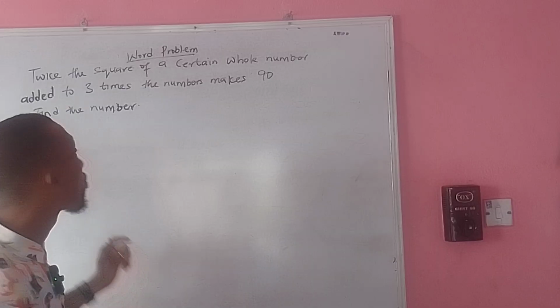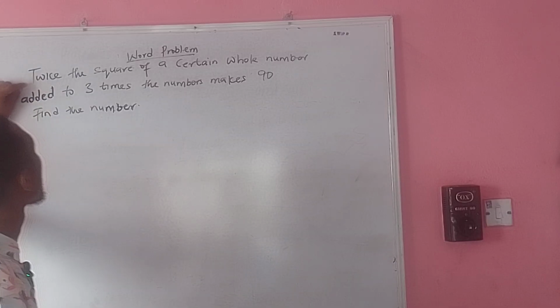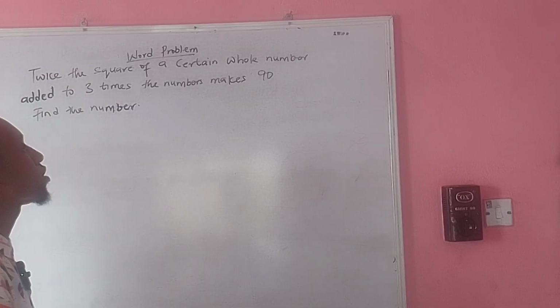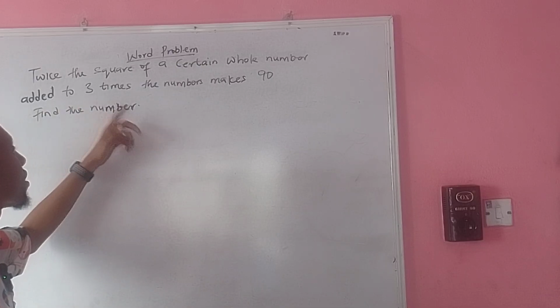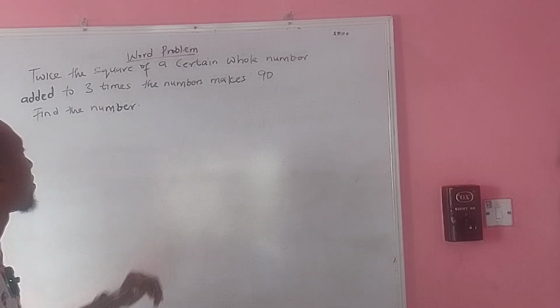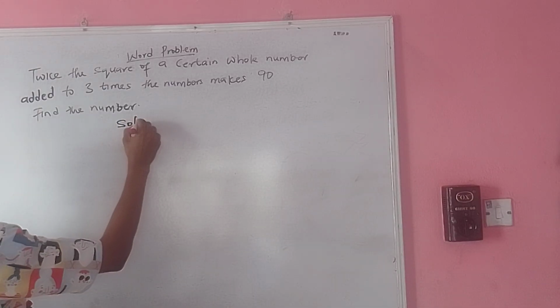Today I want us to see how we can understand word problems. Today's word problem is this question: twice the square of a certain whole number added to 3 times the number makes 90. Find the number. Solution.